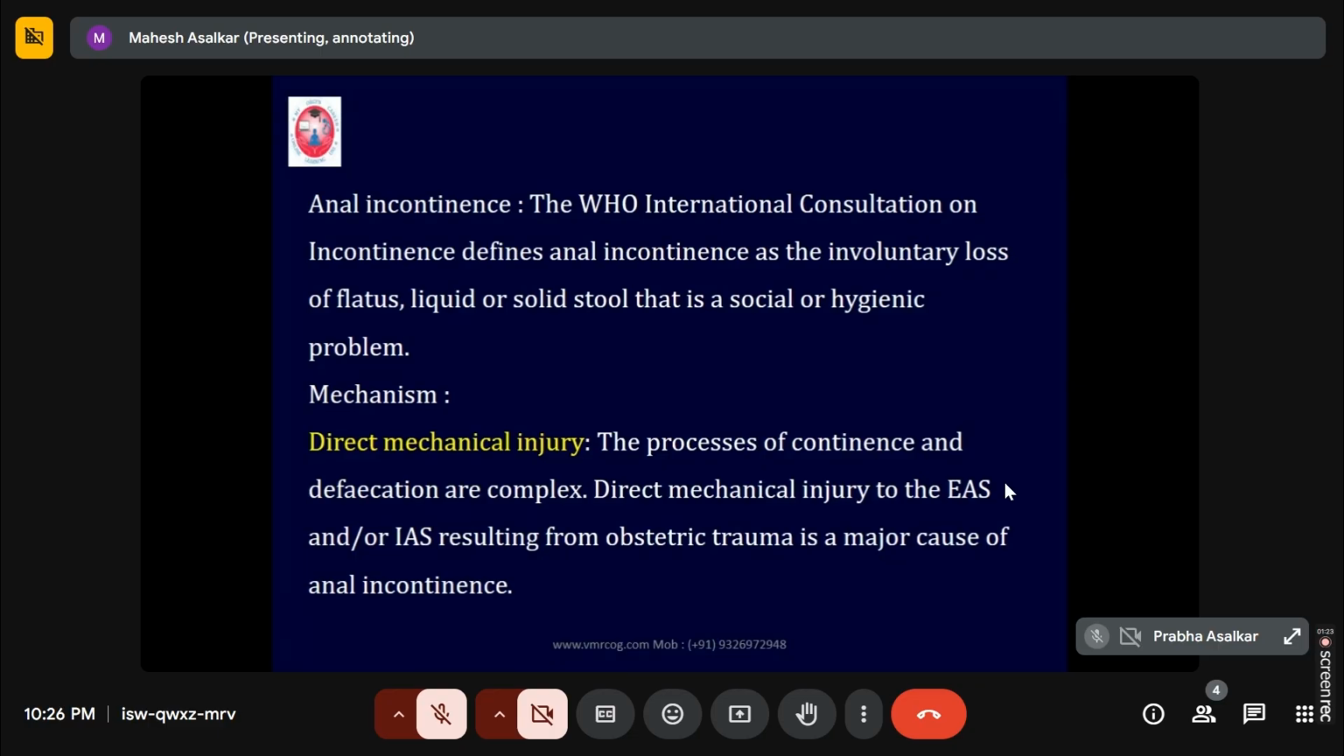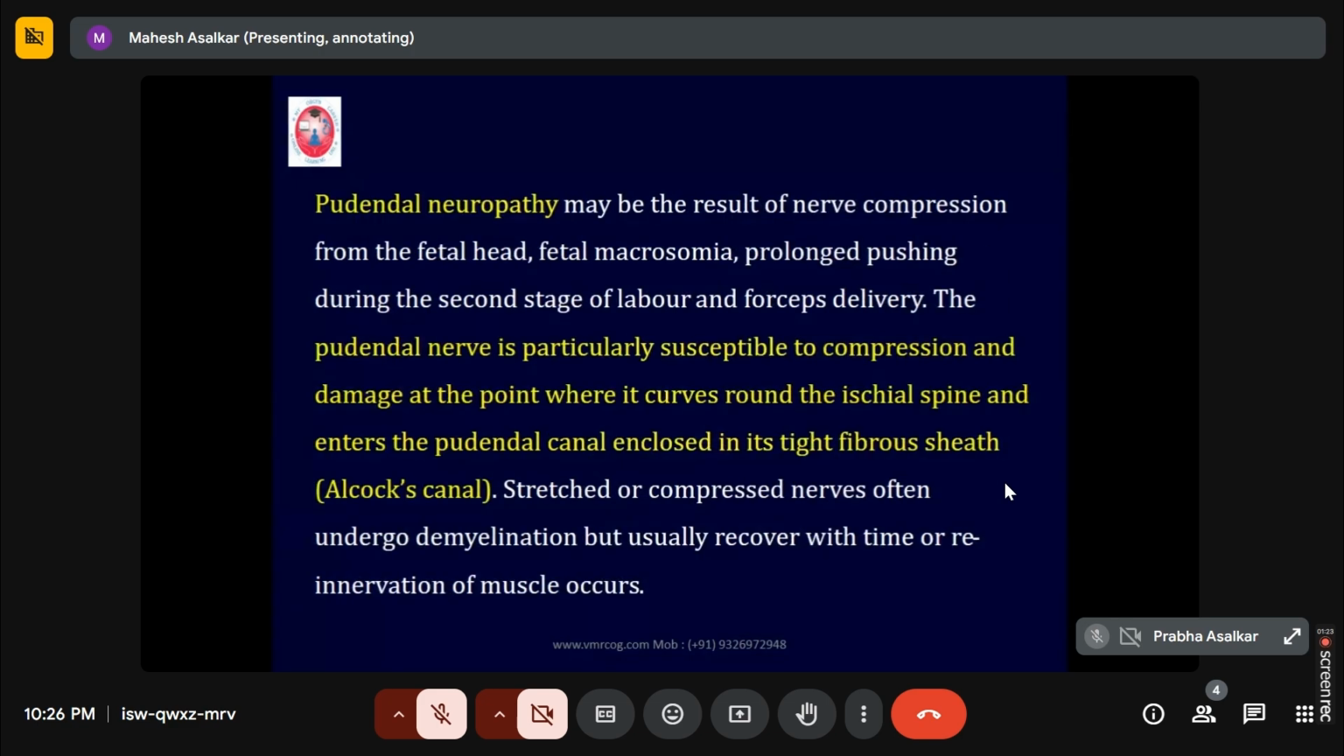Direct mechanical injury to the external anal sphincter and/or internal anal sphincter resulting from obstetric trauma is a major cause of anal incontinence. So damage to the external or internal sphincter or both by direct mechanical injury will lead to anal incontinence. Second is pudendal neuropathy. It may be the result of nerve compression from the fetal head, fetal macrosomia, prolonged pushing during the second stage of labor or forceps delivery. That all can lead to pudendal neuropathy.